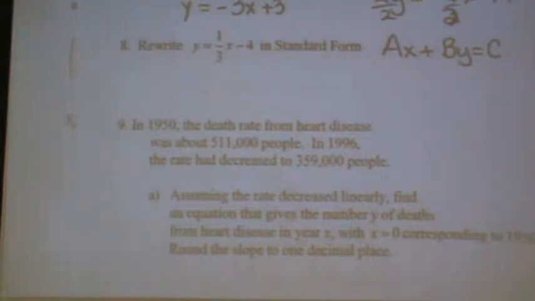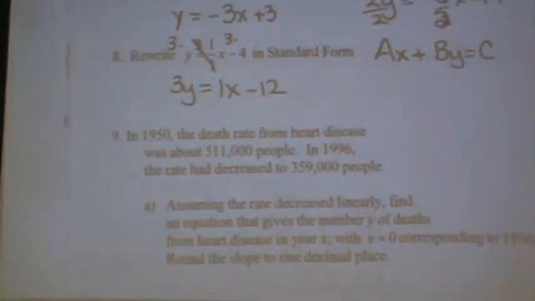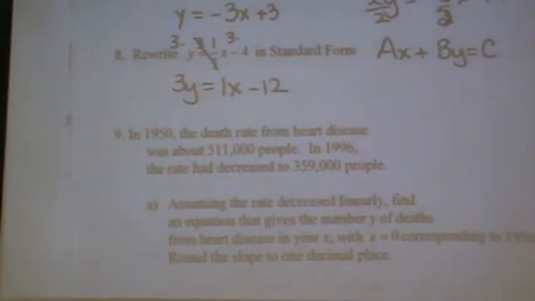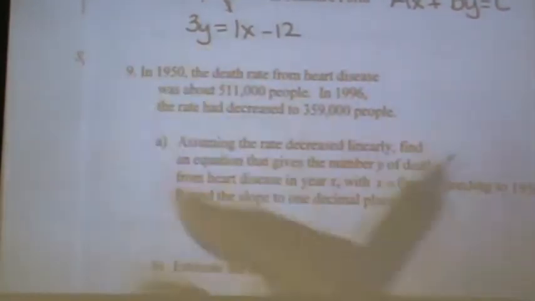3. If I multiply this whole thing by 3, I will get 3 times y is 3y. 3 times a third x is 1x. And 3 times -4 is -12. I have no more fractions. Now I'm going to position all my terms where they belong. The only term that's in the wrong spot is the x. It needs to go in the front of the y value. So when I bring this over, it becomes a -1x, right?